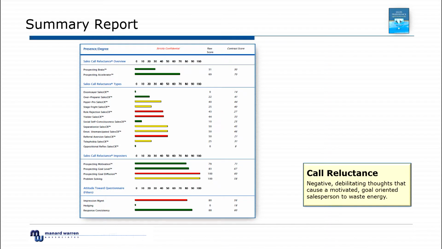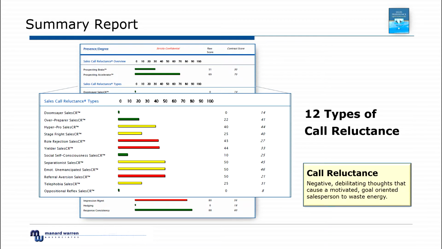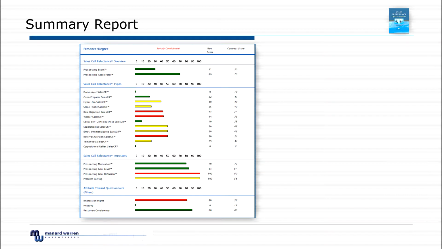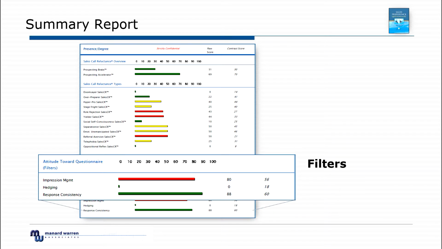Also, the next section down where it says Sales Call Reluctance Types, I'll get into a more in-depth review of the 12 types of call reluctance. Then the third section down says Sales Call Reluctance Imposters, and what you're going to find are the two most important scores on the entire profile: prospecting motivation and prospecting goals. In fact, I'm going to talk about how important those are. And then the bottom section talks about the fudge factors. Did you try to fudge the assessment? We'll come back to that a little bit during this presentation.